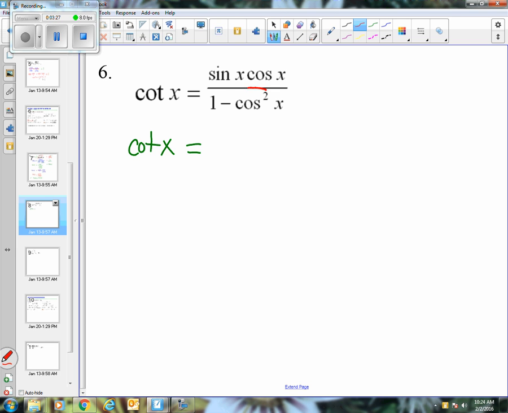All right, so what I'm looking at down here is I see this 1 minus cosine squared. For me, my first choice then would probably be to put in sine squared. All right, so we have sine squared of x.